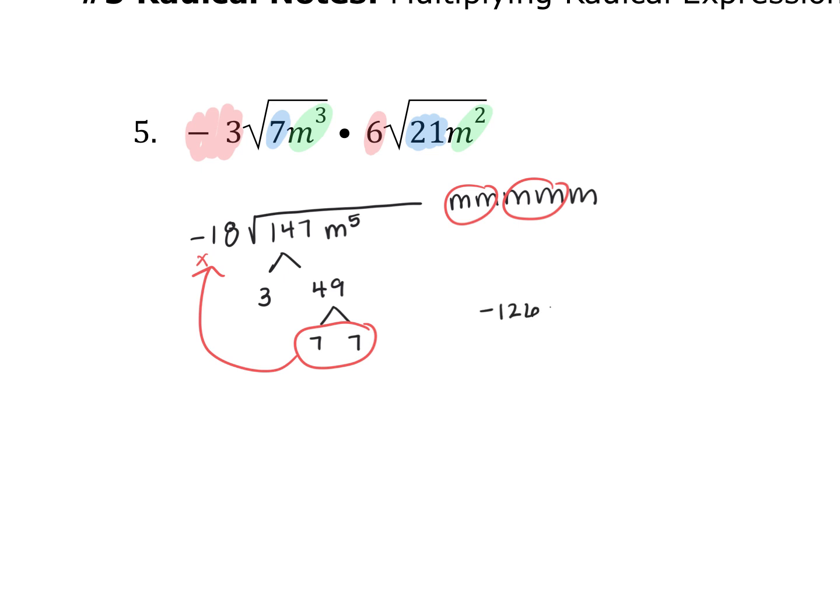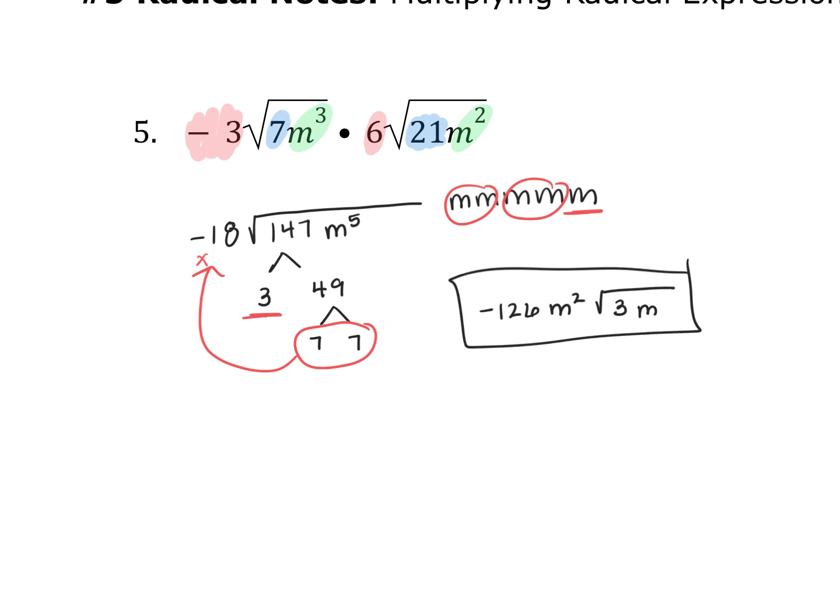I have 2 pairs of m's, so I'm going to say m squared. Then I'm going to look and see what's left under my radical. I still have a 3 under my radical, so I'm going to keep that a 3. And I still have an m, so I'm going to keep that m underneath there too.